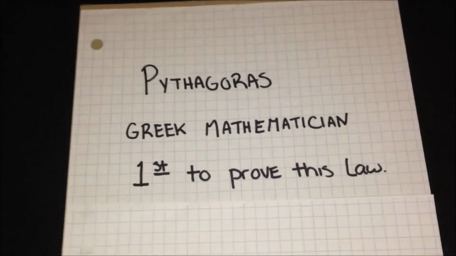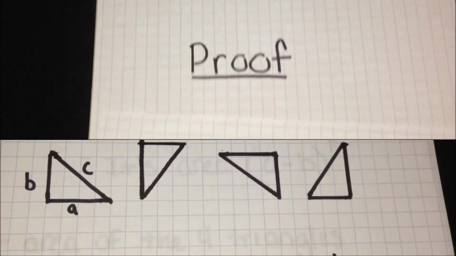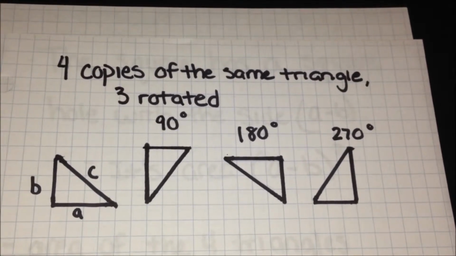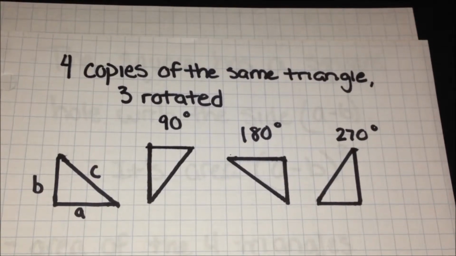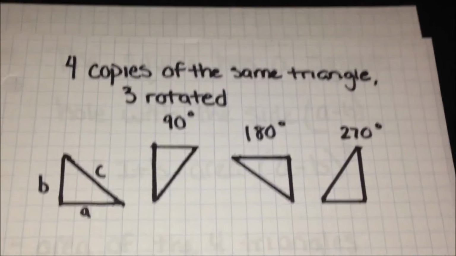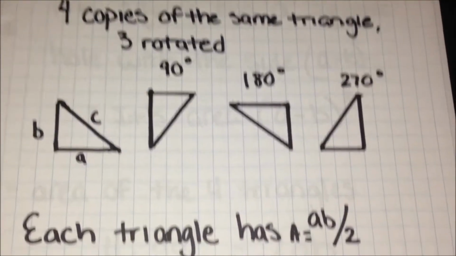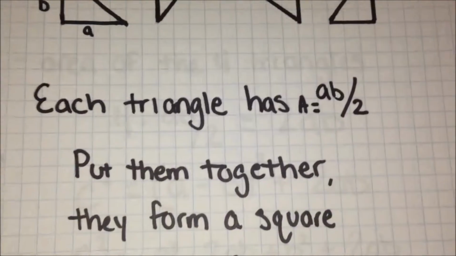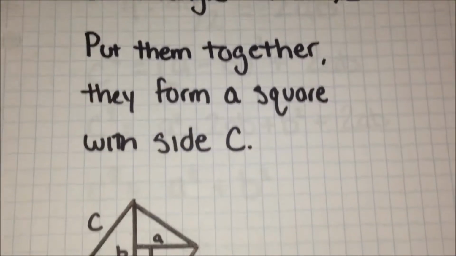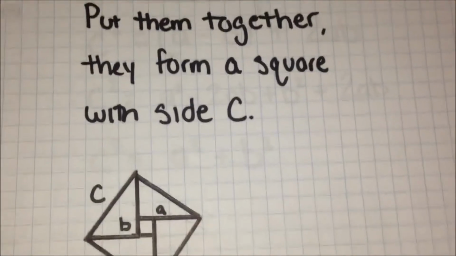Now we'll be trying to prove this equation, a squared plus b squared equals c squared. We will start the proof with 4 copies of the same right triangle, 3 of them rotated at 90 degrees, 180 degrees, and 270 degrees. Each triangle has an area of AB over 2. If you put all 4 triangles together, they form a square with side C. This is the example of the square.